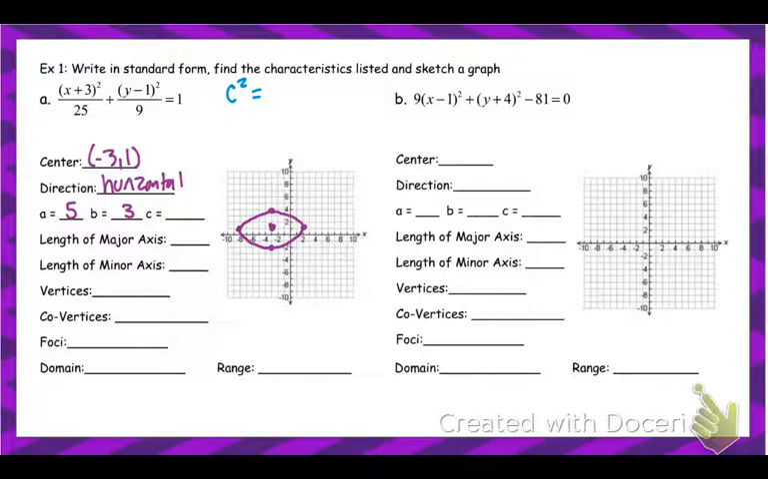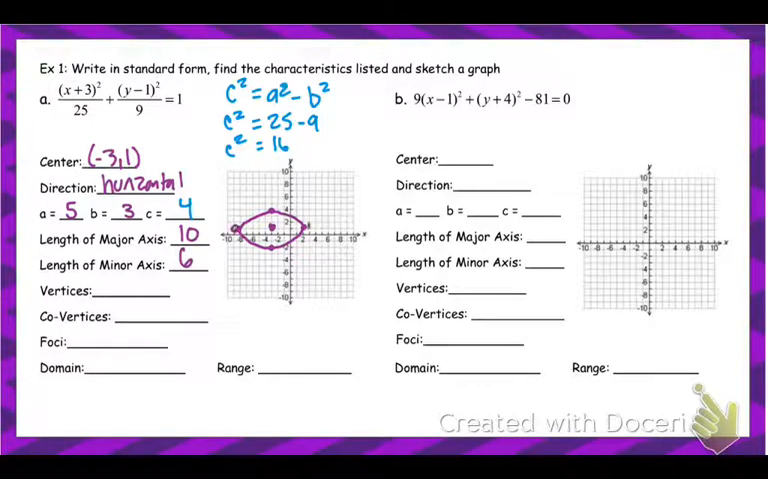C squared is equal to A squared minus B squared. In this case, I don't know C squared. A squared is the larger squared value. So C squared is 16, which means that C is 4. That's what we're going to use to determine where our foci are. The major axis is this length here. That's going to be a length of 10. Minor axis is that total distance, which is 6.